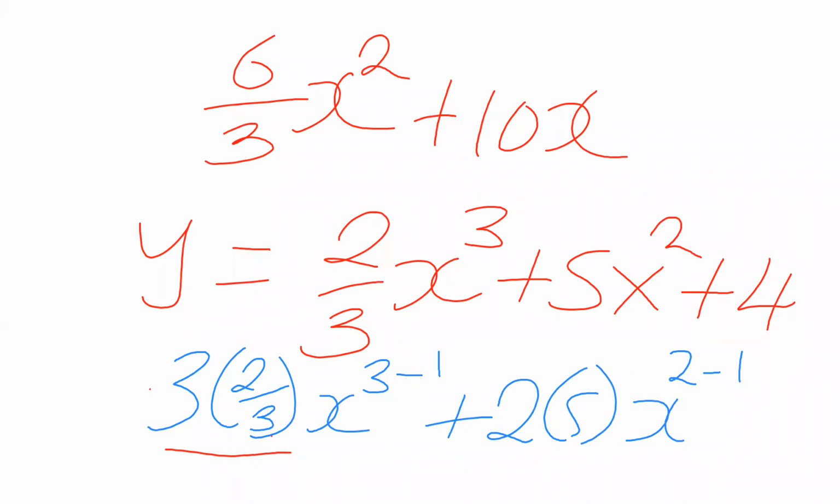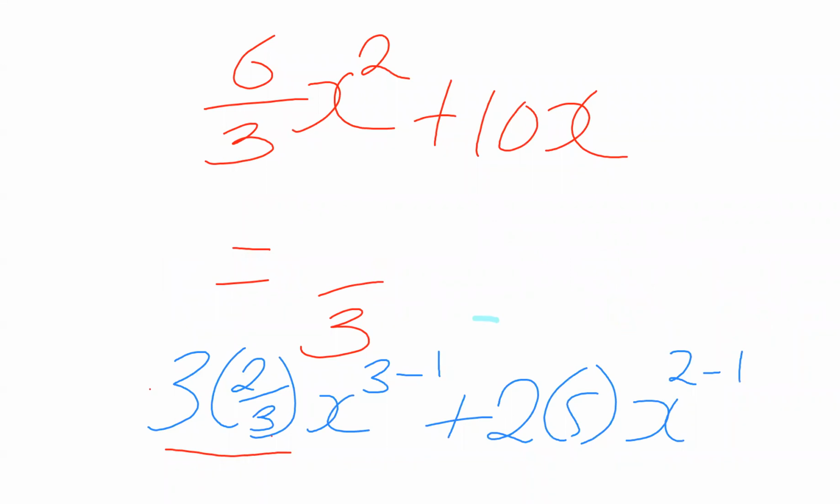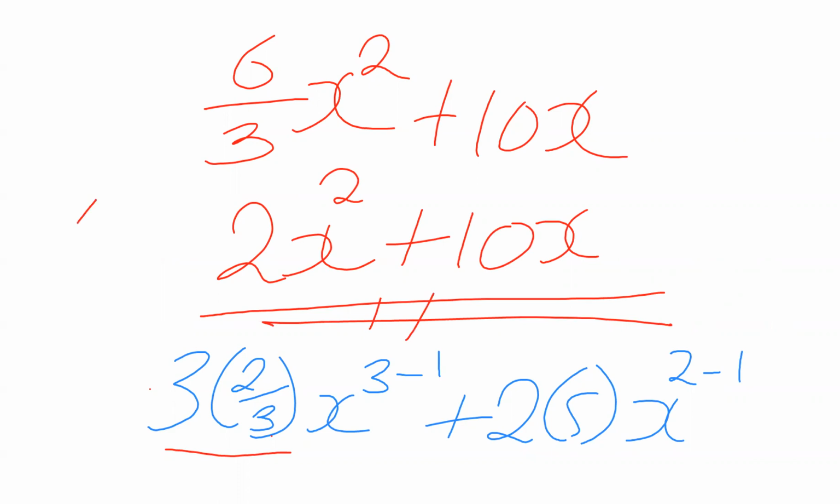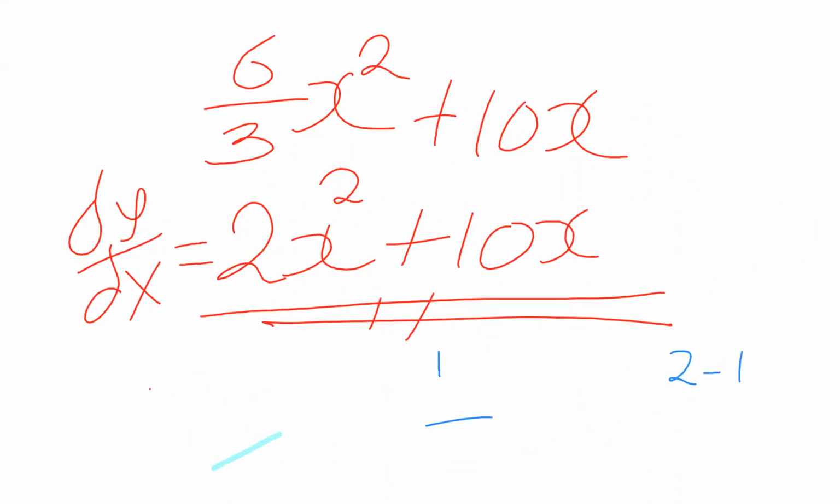Then from here we know that you can easily divide 3 into 6 as 2x raised to the second degree plus 10x, and this will be your dy over dx. This is your dy over dx. That is how you use the power rule. Let's do the last example.